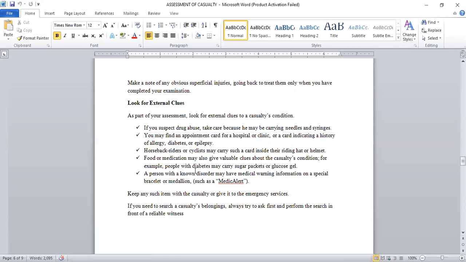So if you suspect drug abuse, take care, because he may be carrying a needle or a syringe, and maybe they can start reacting abnormally. You may also find an appointment card for the hospital or clinic, or a card indicating the history of allergy, diabetes, or epilepsy. Like I was trying to explain about the medical history, these people may be having an underlying condition which needs to be noted. A horseback rider or a cyclist may carry such a card inside the riding hat or helmet. So they may be carrying cards having their details.